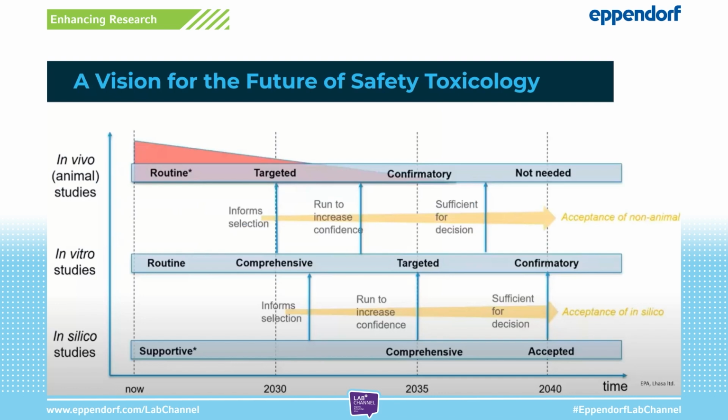Ethical, economic, and human relevance issues forced the development of two main alternatives to animal studies, which are in vitro, using isolated cells or tissues, and in silico, which is computer modeling. Today, these approaches are supportive for decision-making organizations, but in the future, they are likely to replace animal studies, and this future is not far from us.